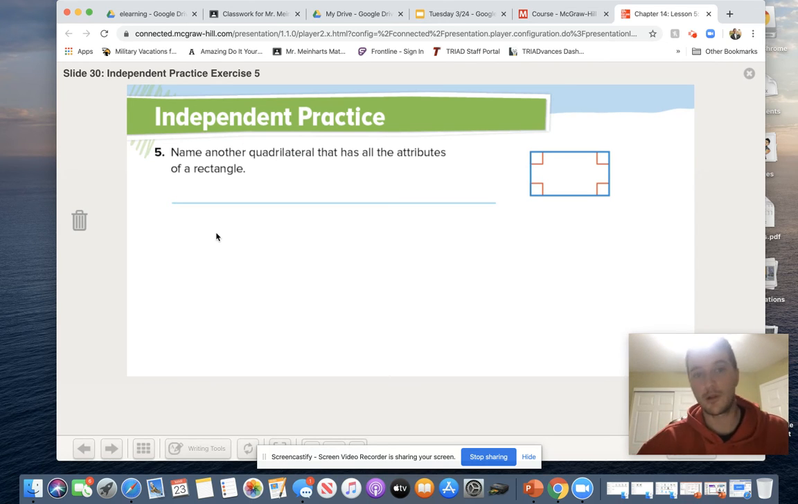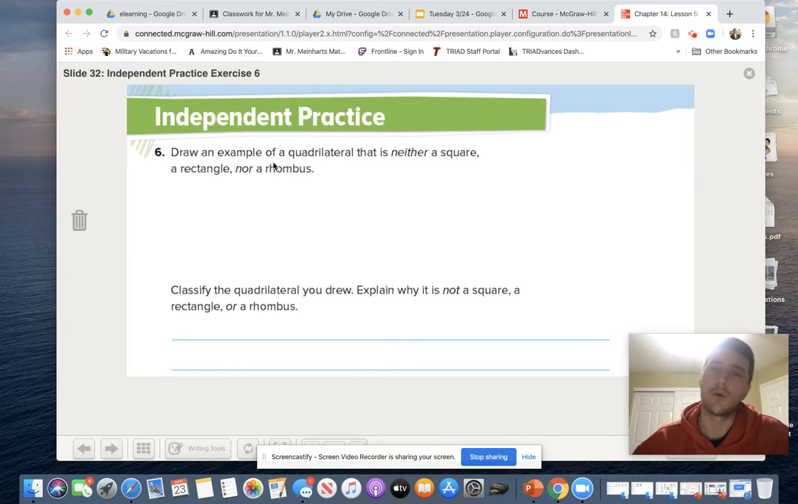Well, if we look at it, let's look at this rectangle for a second. One attribute could be sides that are the same length, that one's the same length. Okay. That's parallel, that one's parallel. 1 right angle, 2 right angles, 3 right angles, 4 right angles. What other quadrilateral has all those attributes? Pause the video, answer that question. A square.